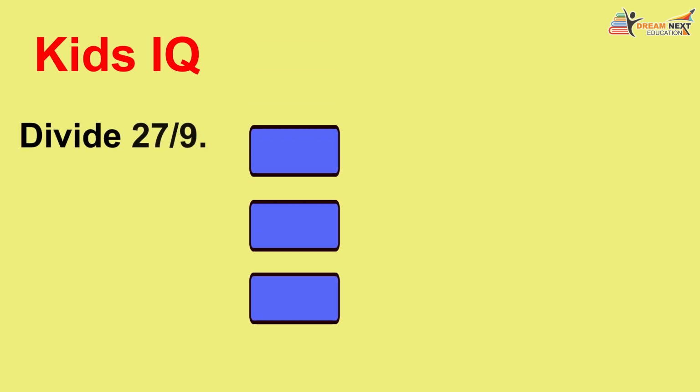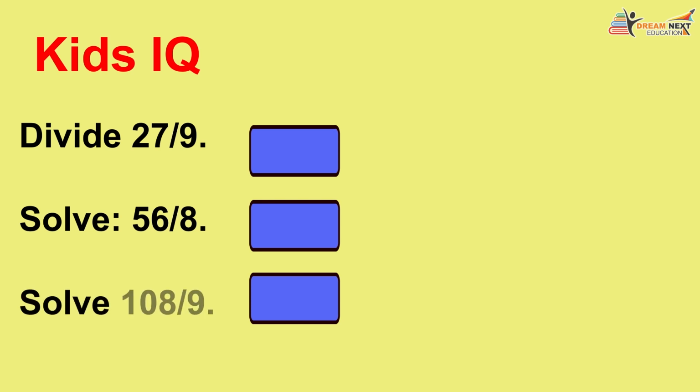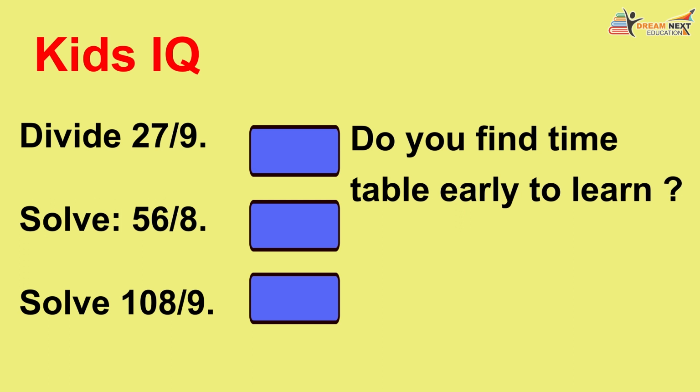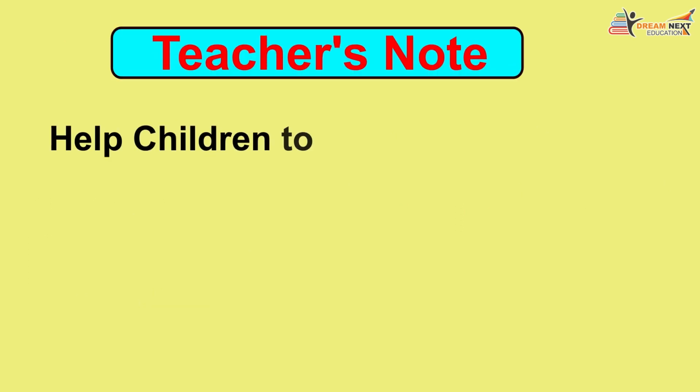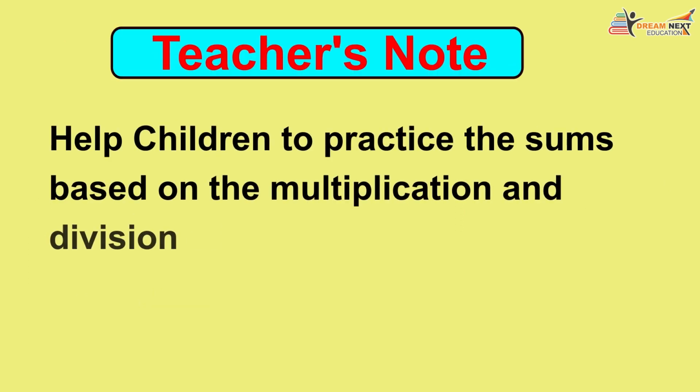Kids IQ. Divide 27 by 9. Solve 56 by 8. Solve 108 by 9. Do you find timetable easy to learn? Teacher's note: help children to practice the sums based on the multiplication and division of fractions.